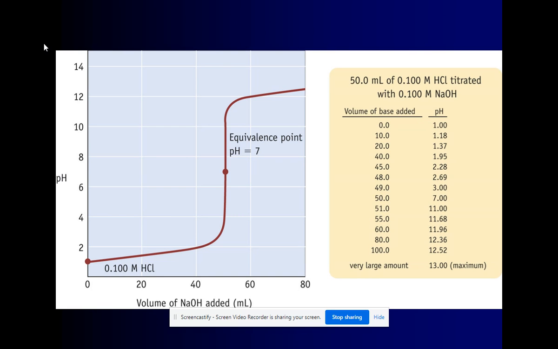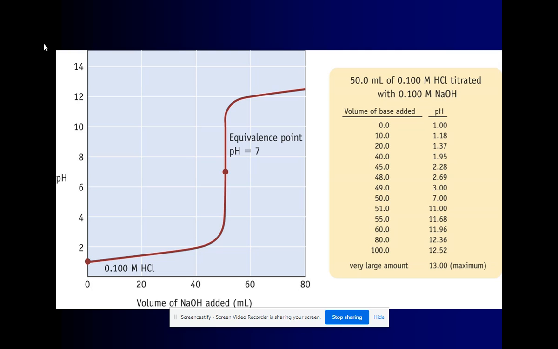So this is an example. You've seen graphs like this already this year where when you are starting with a strong acid, your pH is going to be very, very low. You will notice as opposed to the buffers, basically it just stays low until you reach the equivalence point, the point where the moles of the acid and the moles of the base are equal. They're both limiting.